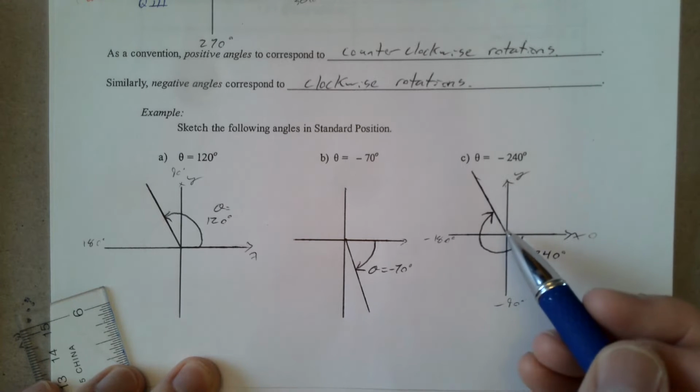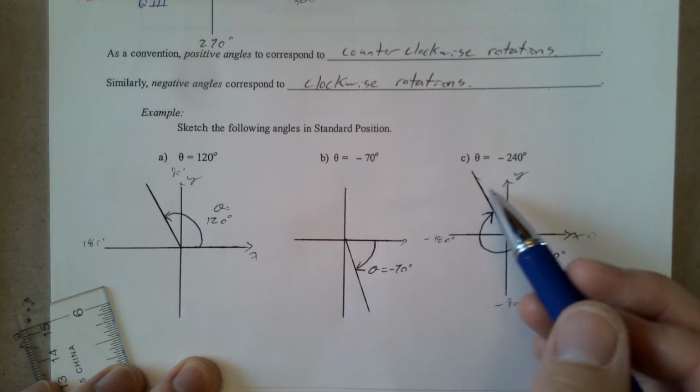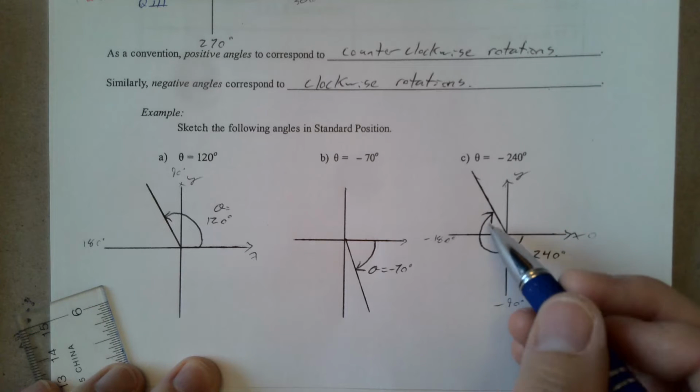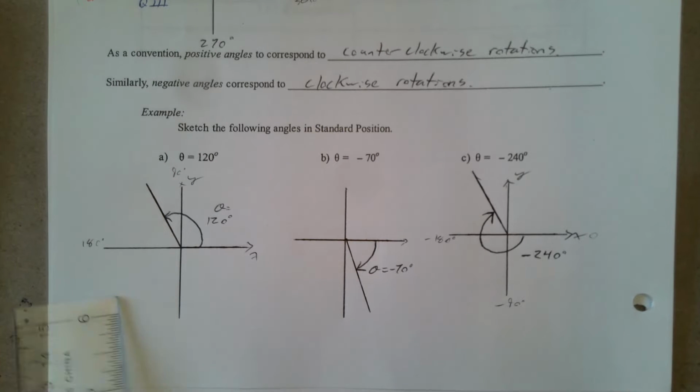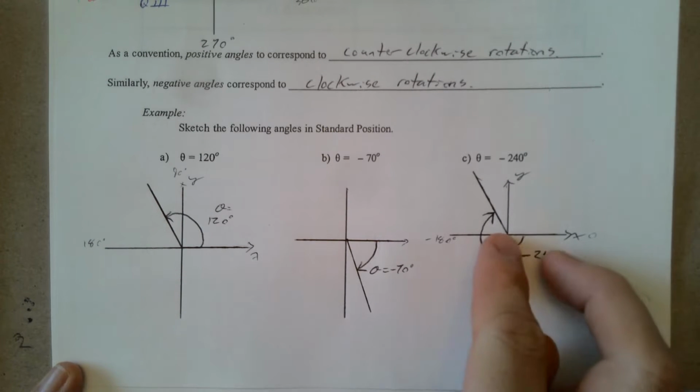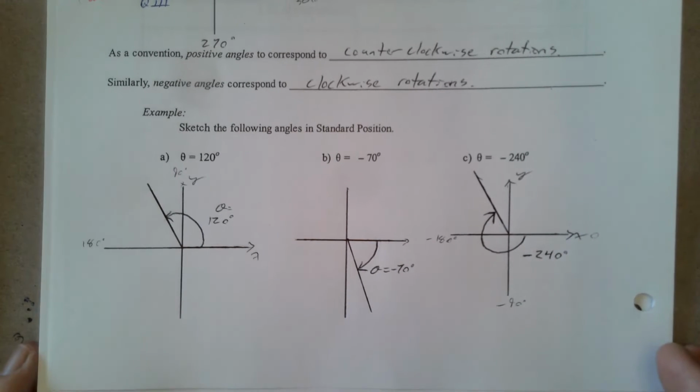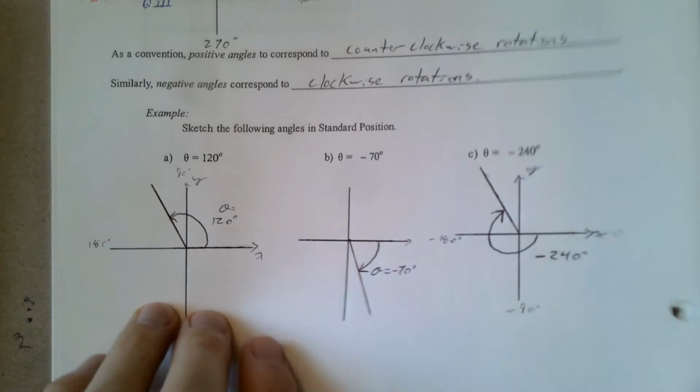As far as marking goes, we can be pretty forgiving. This terminal arm had better be in the second quadrant. It should be closer to the y-axis than the x-axis. But other than that, we're not really looking for a high level of precision. It's like our sketches versus graphing. I'm not grabbing a protractor and measuring this when marking a quiz or a test. Okay.